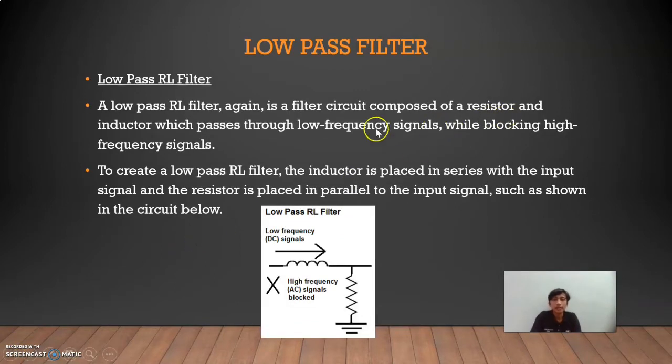Okay, this is the second type of low pass filter. Low pass RL filter. A low pass RL filter again is a filter circuit composed of a resistor and inductor which passes through low frequency signals while blocking high frequency signals. To create a low pass RL filter, the inductor is placed in series with the input signal and the resistor is placed in parallel to the input signal, such as shown in this circuit.